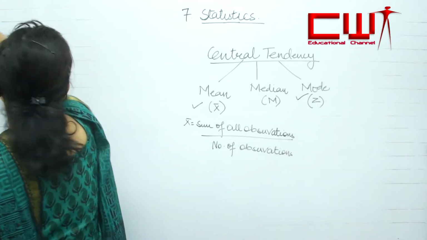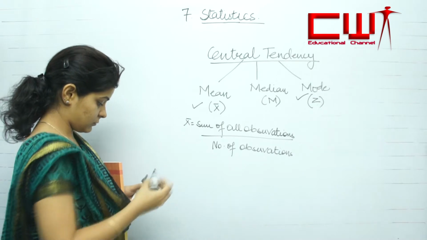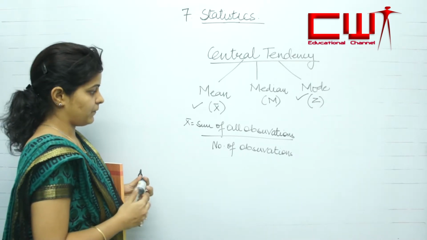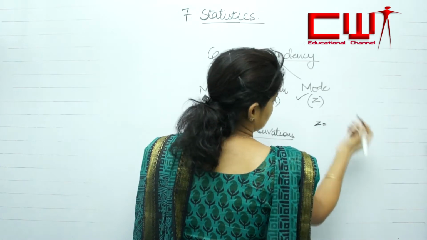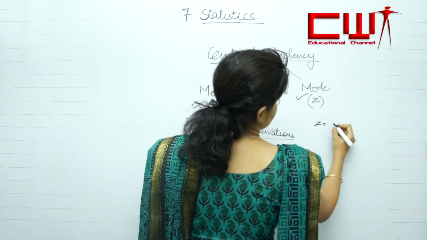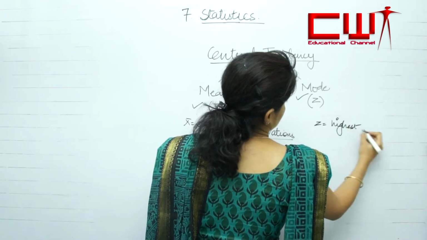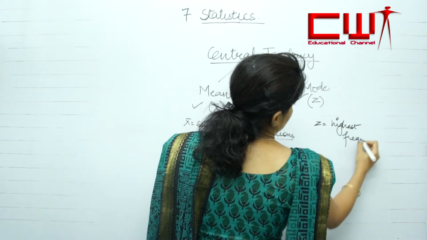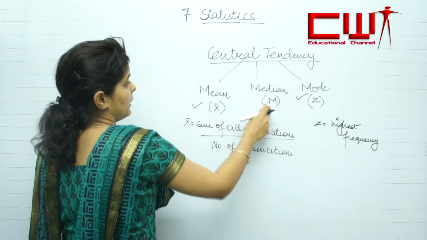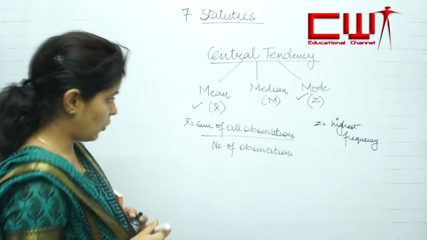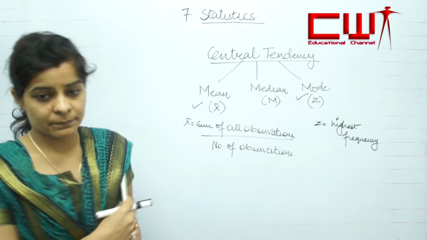Next, you have studied mode. Z equals something that is very common. Z is the highest frequency, right? Next class we will be dealing with median, and we will also be dealing with the graphs of the chapter.